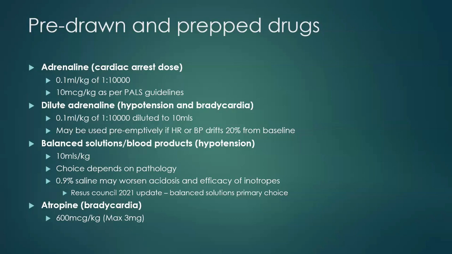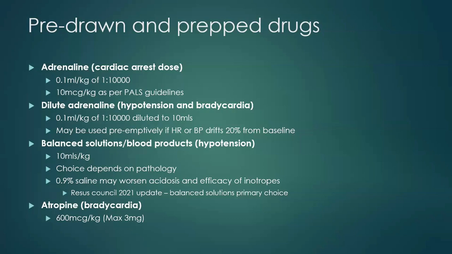So balanced solutions or blood products. This is speaking to if you have anyone with hypotension. So again, it's recommended, as we spoke about, these 10 mLs per kg aliquots, and then you watch and respond appropriately to how the patient is responding. And once again, the choice of whether you're going to use a balanced solution or blood product is going to depend on the pathology. If you have someone who's involved in trauma and you know there's active bleeding, then we would want to use blood products.